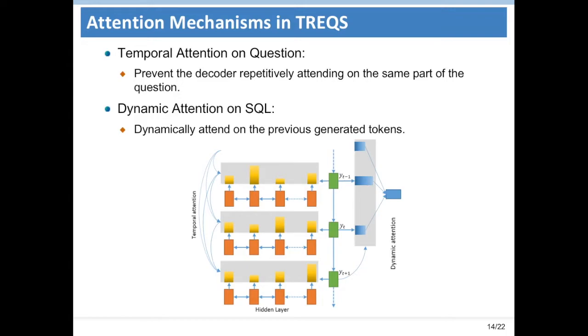Here are the 2 types of attention mechanisms used in our model. For the attention encoder, in each decoding step, we use a temporal attention strategy on the input question to prevent the decoder from repeatedly attending to the same part of the question. We also introduce dynamic attention on the decoder hidden state to dynamically attend to the previously generated tokens.